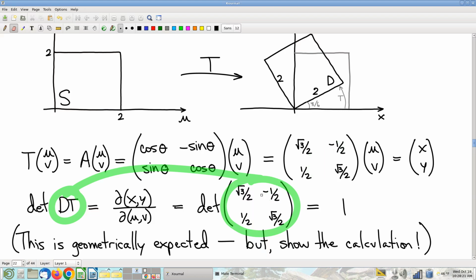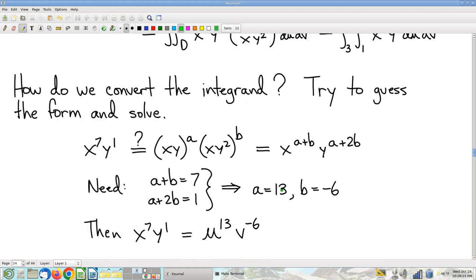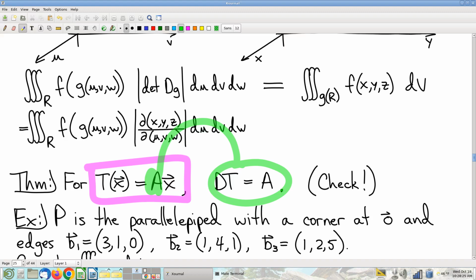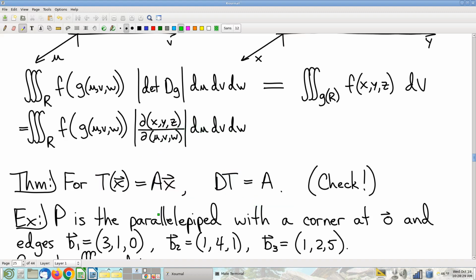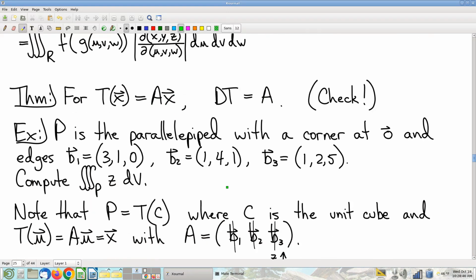So anyway, this always works. Don't feel the need to do this in generality, but maybe persuade yourself that for all 3 by 3 matrices, right? When you write down a matrix, A, B, C, D, E, F, G, H, I, whatever, define a linear transformation, take the derivative, you get that same matrix back. Okay. All right, so let's use that fact now.